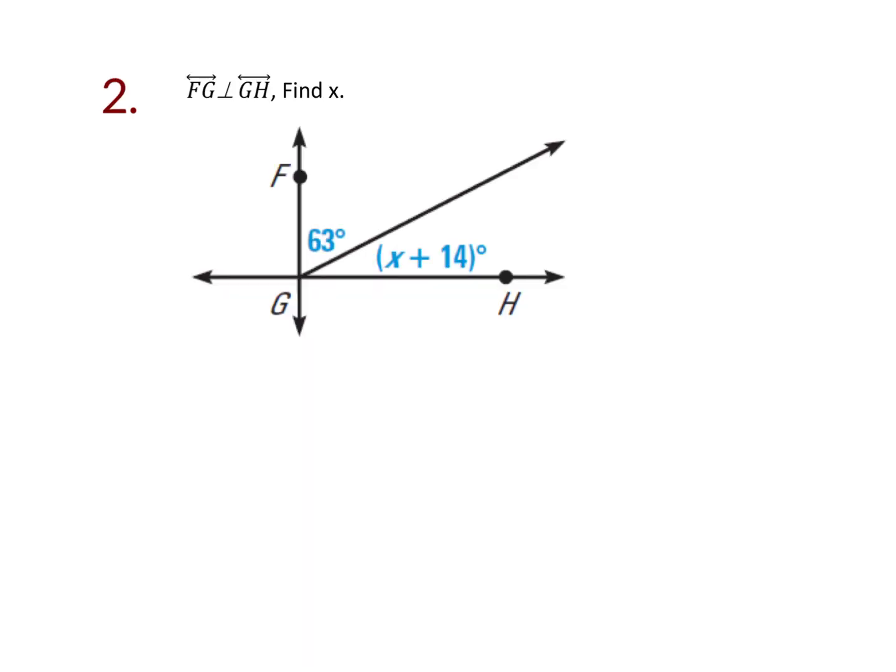All right, this one. Mandy, what does this little symbol mean that's between line FG and line GH? It means they're perpendicular. So if FG and GH are perpendicular, then that means all their corners are 90-degree angles, right? Okay. So when it tells me to find X, if I zoom in and just focus on this section here, we know they add together equal 90.